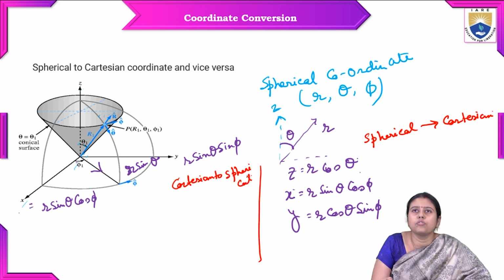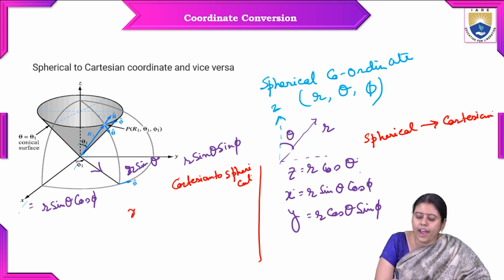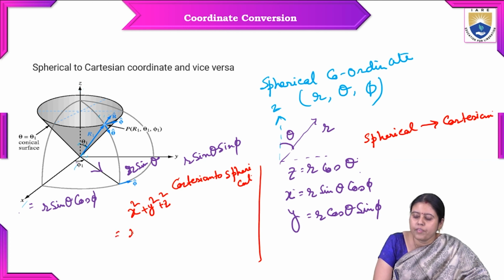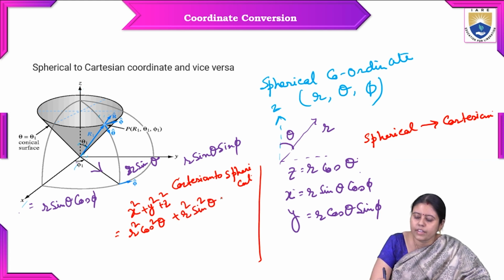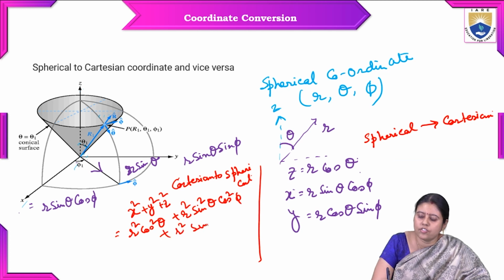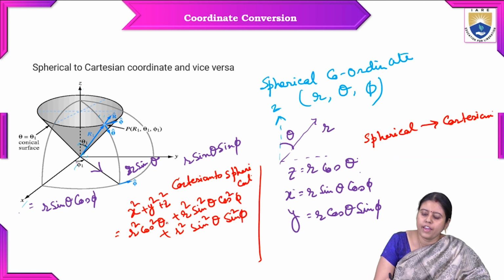So if we want to go from Cartesian to spherical, how can we get it? If we add x square plus y square plus z square, what value will we get? We will get r square cos square theta plus r square sin square theta cos square phi plus r square sin square theta sin square phi. So if we add this, what will we get here?